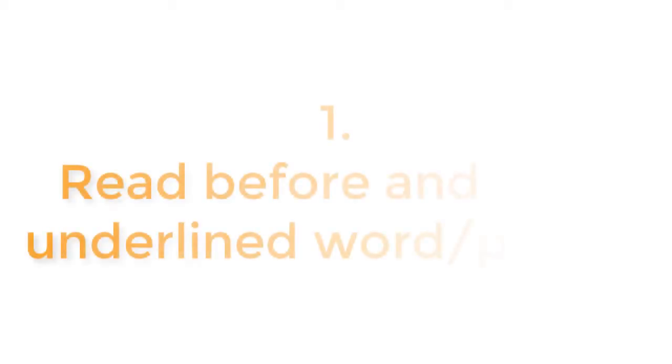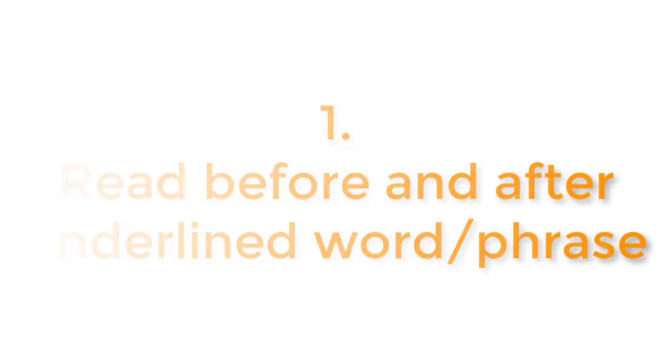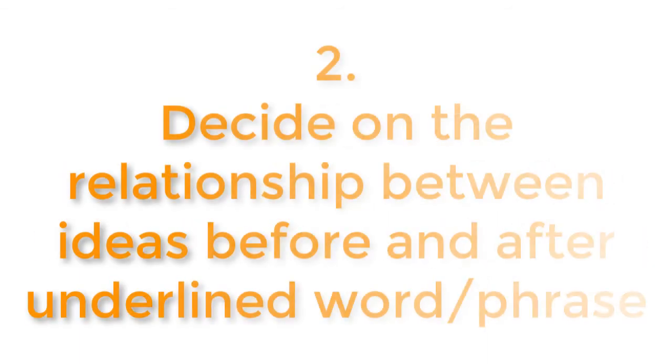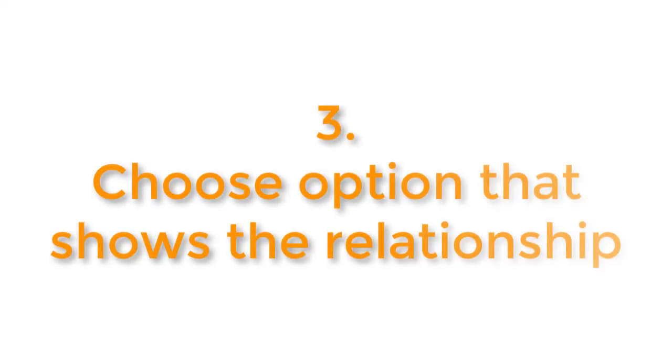By now, you are probably itching to know, how do I answer this kind of question? Well, here's how in 3 steps. Number 1, you read a few sentences before and a few sentences after the underlined word or phrase. Step 2, you decide what is the relationship between the idea before the underlined word or phrase and the idea after the underlined word or phrase. And step 3, you choose the option that shows that relationship.